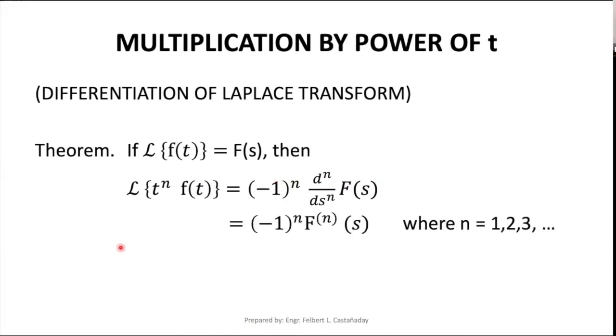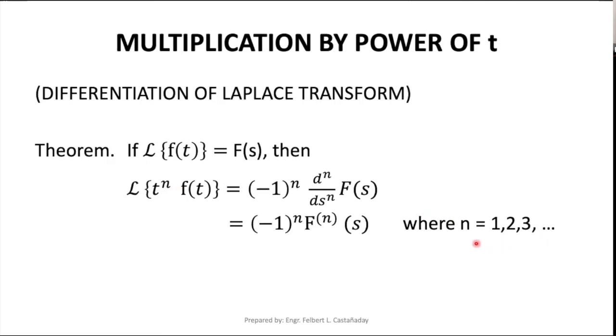Now, of course, you might be asking how it became negative 1 raised to n, or the presence of differentiation in this equation. So take note that if we are going to utilize this notation, F raised to n, this means the nth derivative. It may be prime, double prime, triple prime. It means that it's a differentiation of F of s, or the Laplace of f of t. Again, we are differentiating the transform and not the f of t. So you first get the transform and then differentiate. And take note that n is equal to 1, 2, 3, and so on.